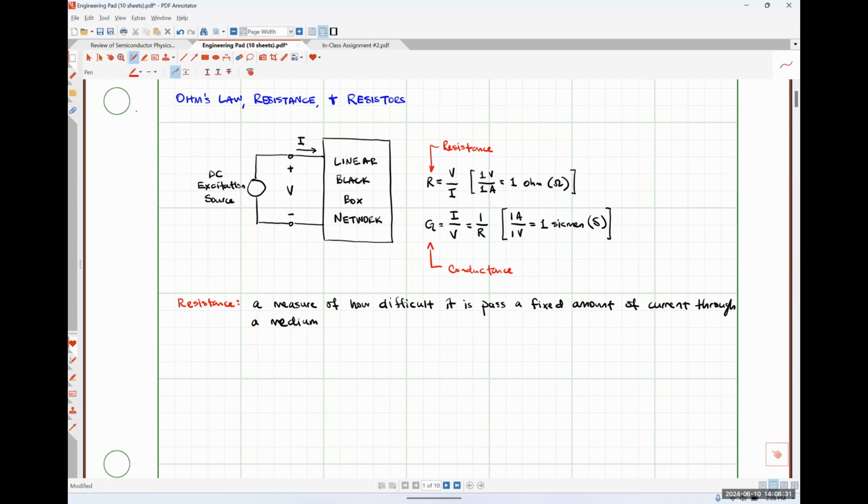Conductance, on the other hand, is going to have almost the exact same definition, except that we're going to say that conductance is a measure of how easy it is to pass a fixed amount of current through a medium. Okay.